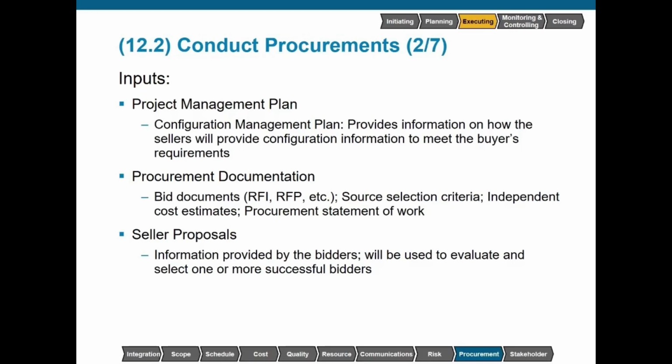Procurement documentation, including what we've come up with as part of the plan procurement management process, including our bid documents, such as the request for information or request for proposal. We'll be using our source selection criteria in this process as we select a seller. Independent cost estimates will let us know if the seller's bid is realistic and fair. And also our procurement statement of work, the slice of our project scope statement that we are outsourcing to the seller. Finally, we have our seller proposals. This is information that was provided by the bidders, which will be used to evaluate and select one or more successful bidders.